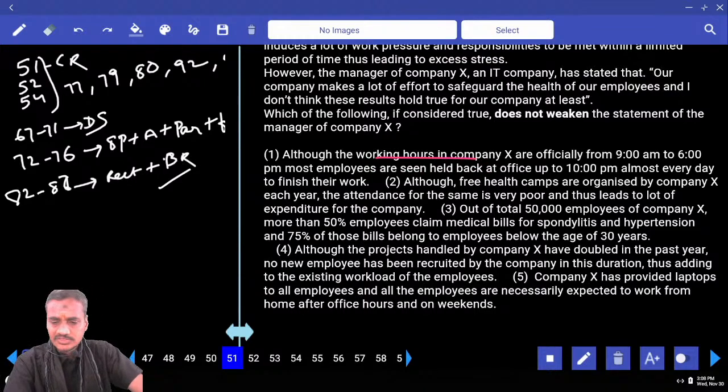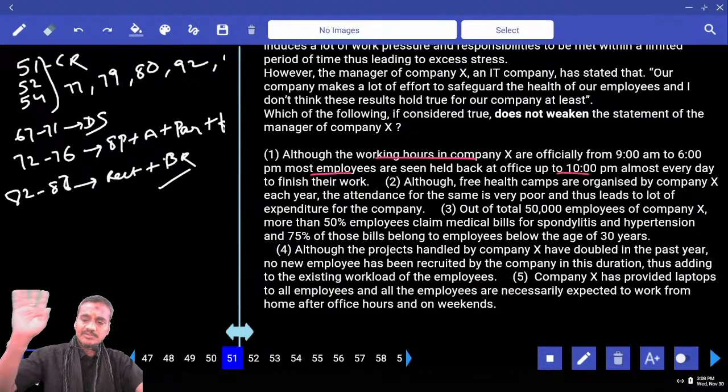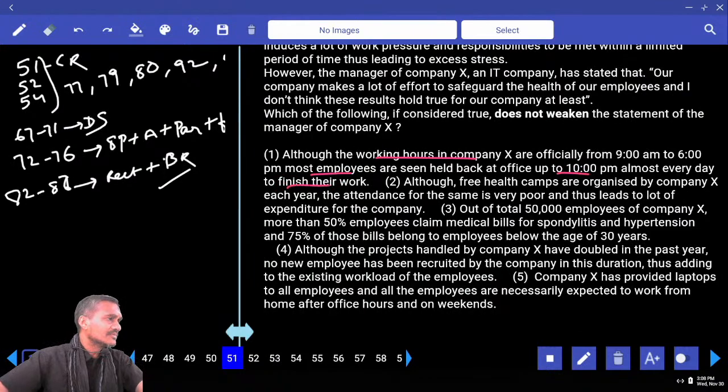దెన్ ఫస్ట్ వన్, ఆల్దో ద వర్కింగ్ అవర్స్ ఇన్ కంపెనీ ఎక్స్ ఆర్ అఫీషియలీ ఫ్రమ్ 9 to 6, మోస్ట్ ఎంప్లాయీస్ ఆర్ సీన్ హెల్డ్ బ్యాక్ ఎట్ ద ఆఫీస్ అప్ టు 10 PM ఆల్మోస్ట్ ఎవ్రీ డే టు ఫినిష్ దేర్ వర్క్. మా వాళ్ళ అఫీషియల్ టైమింగ్ 9 to 6. కానీ చాలామంది ఎంప్లాయీస్ 10 వరకు ఉంటున్నారు ప్రతిరోజు. ఏదో ఒకరోజు కాదు, ప్రతిరోజు ఉంటున్నారంటే మీనింగ్ ఏంటి, వర్క్ ప్రెజర్ ఉందా లేదా. మరి వాడు ఏమంటున్నాడు మేనేజర్, మా దగ్గర వర్క్ ప్రెజర్ లేదు, కనుక ఇది సపోర్టింగ్ కాదు, వీకెనింగ్. ఫైన్, వీకెనింగ్ అంటే ఇది రావాలి.